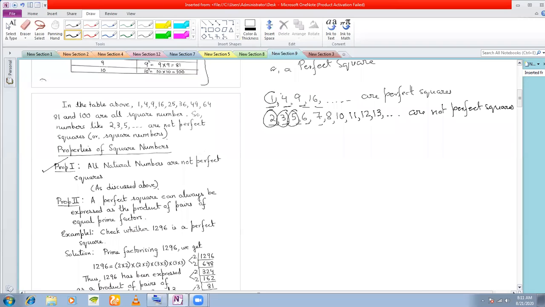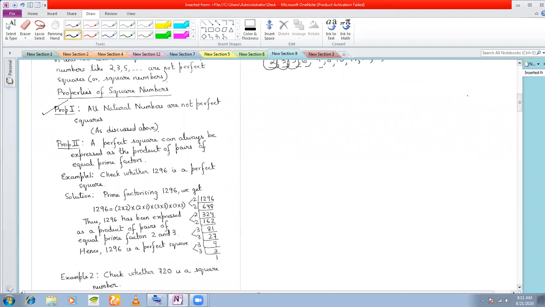What are those natural numbers? 1, 4, 9, 16, 25, 36, and so on. Okay, this is the first property, a very obvious property.